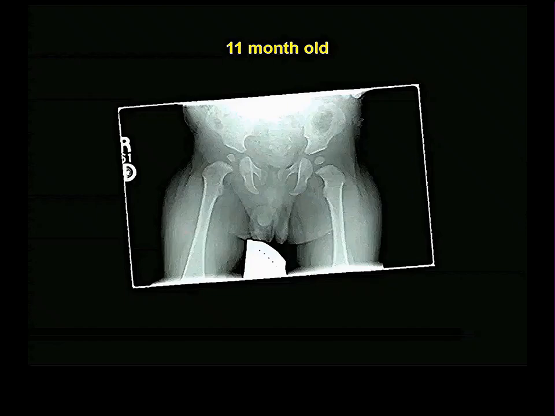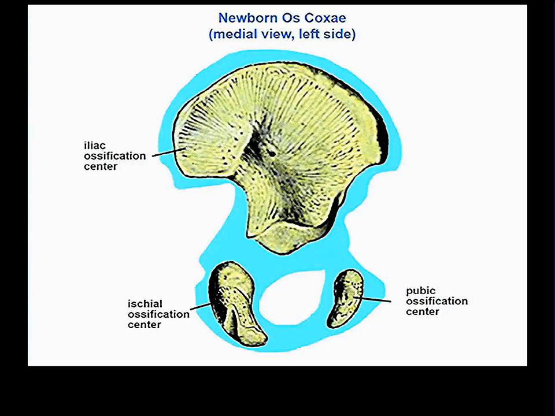We also see the fact that the acetabulum, which is this region, is not formed of bone, but is formed to a large extent of cartilage. And this would be where the acetabulum would sit.